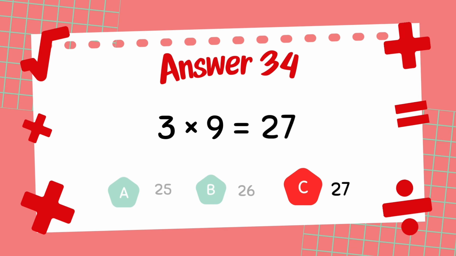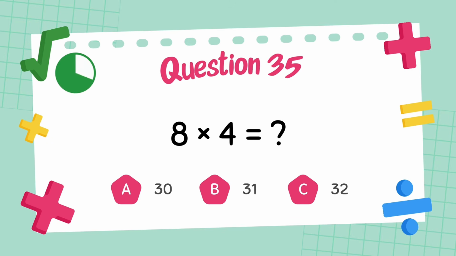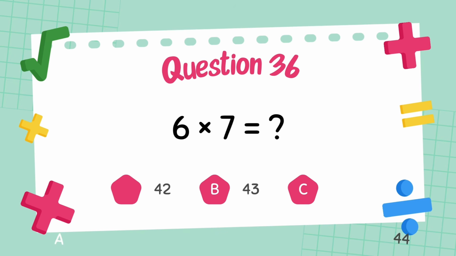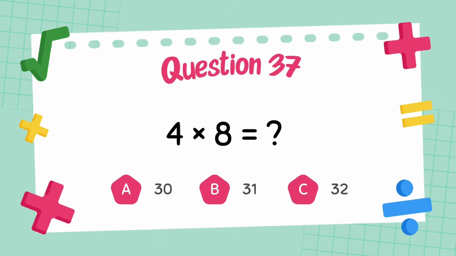The answer is 27. What is 8 multiply 4? The answer is 32. What is 6 multiply 7? The answer is 42. What is 4 multiply 8?